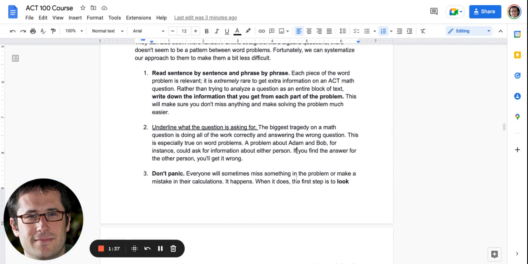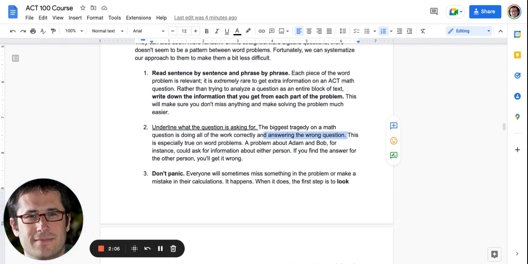All right. A second thing is something we talked about way back, which is underline what the question is asking for, right? It's really common with word problems to do all of the work correctly and then answer the wrong question, right? That's where it happens the most. A problem about Adam and Bob could ask for either one. So if the question at the end says, what was Bob's price? Make sure you underline that and answer Bob's price.